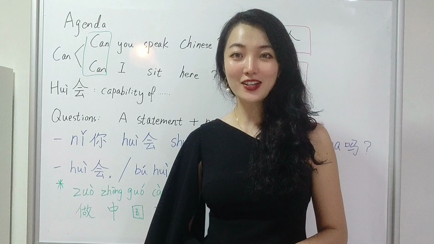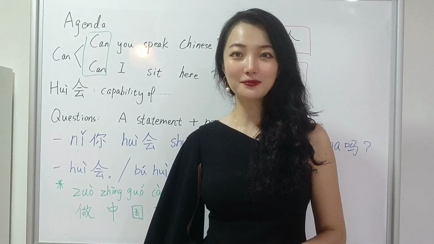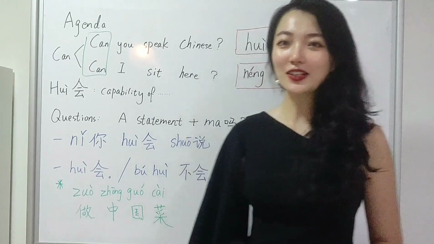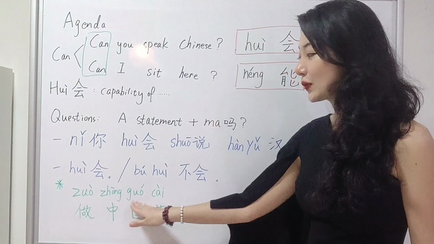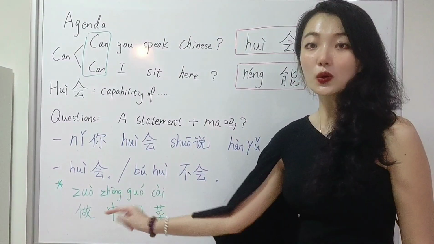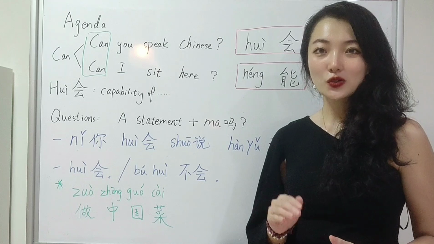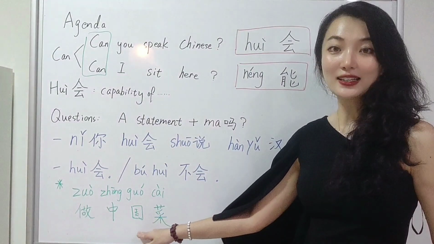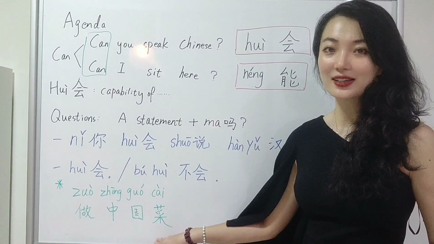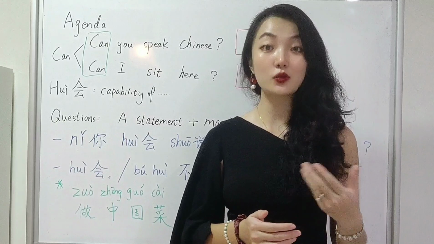你会开车吗？ Let's learn a new vocabulary here. 做中国菜. 做 means to do or to make. 中国菜. 中国 China or Chinese. 菜 means dishes. So 中国菜 means Chinese dishes or Chinese cuisines.